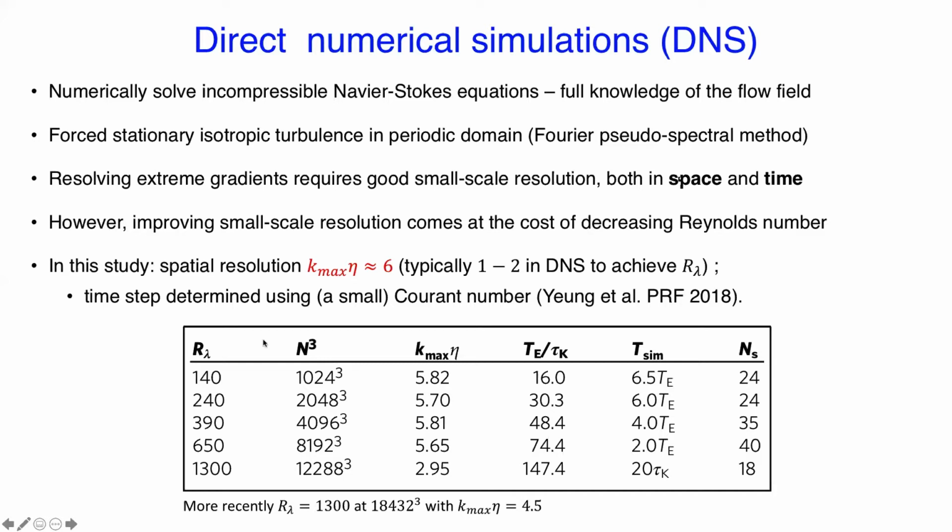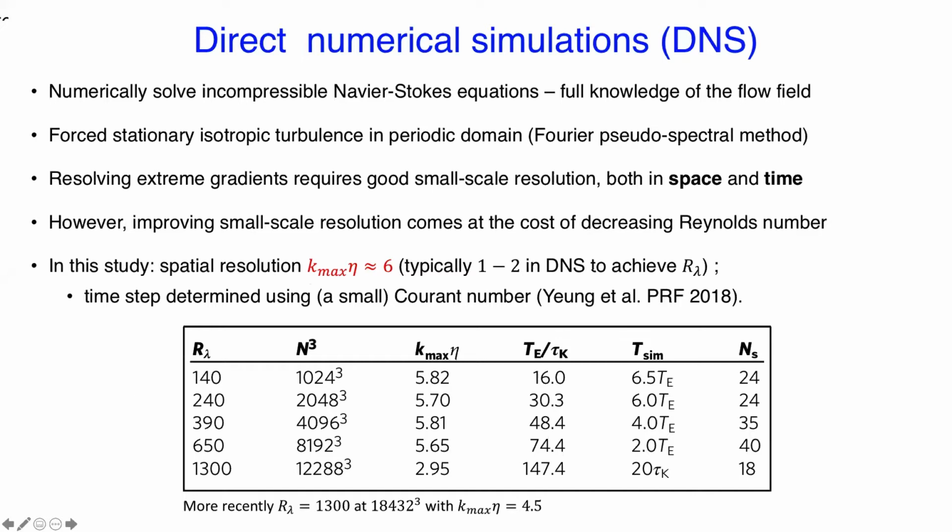So earlier this was obviously very difficult, and most of the studies with the same setup basically used either very low Reynolds number or a high Reynolds number but kind of under-resolved. So in this study, I will mostly use data for the spatial resolution given by Kmax eta of 6, to compare this with previous DNS runs. Usually the resolution is around 1 or 2 to achieve high Reynolds number.